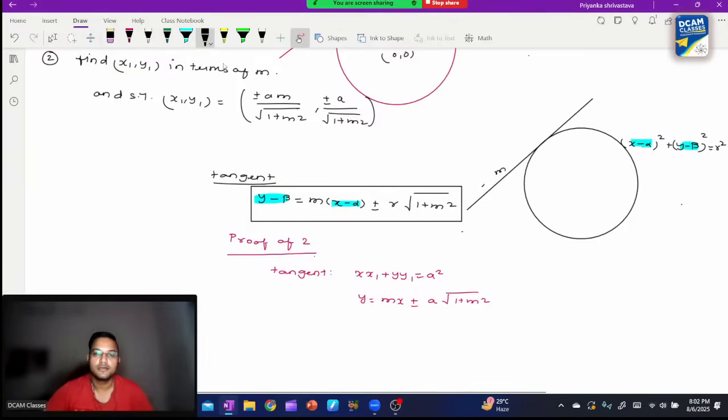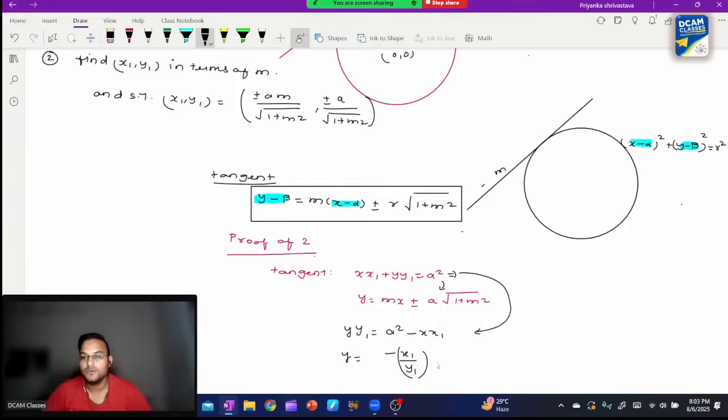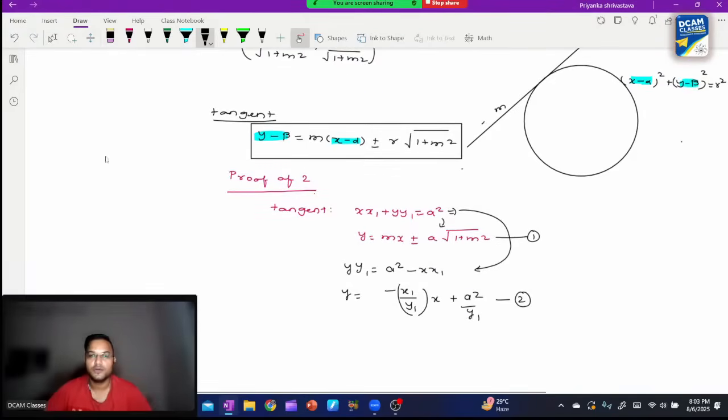You do not have to put in the value of y, you have to write this in this form. That means this equation will become, see, y1 y is equal to a square minus x1 x. So y will be equal to minus x1 by y1 into x plus a square by y1. Now compare them, because this equation and this equation represent the same equation. Actually, I am solving it.